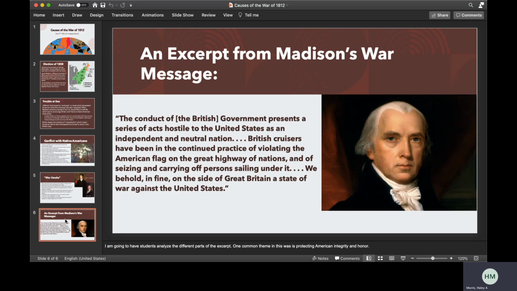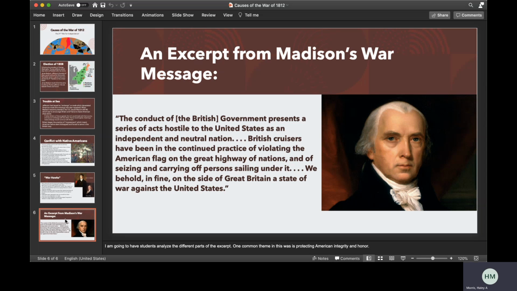And so this is a little blurb from Madison's message about the war. The conduct of the British government represents a series of acts hostile to the United States as an independent and neutral nation. British cruisers have been in the continued practice of violating the American flag on the Great Highway of Nations and of seizing and carrying off persons sailing under it. We behold on the side of Great Britain a state of war against the United States.